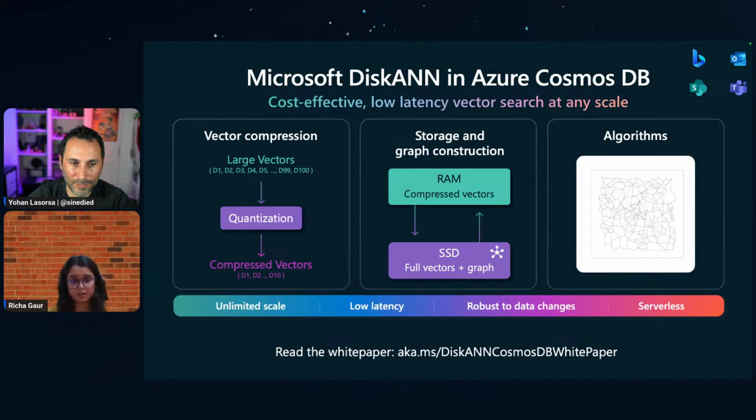products are powered by it, whether it is Bing Search, Outlook Search, SharePoint, or Teams. And now this cutting-edge technology is being brought to you as customers by Azure Cosmos DB, where you can query your data using vector search with DiskANN. DiskANN is powerful because it basically stores the data. First of all, it basically compresses the data.